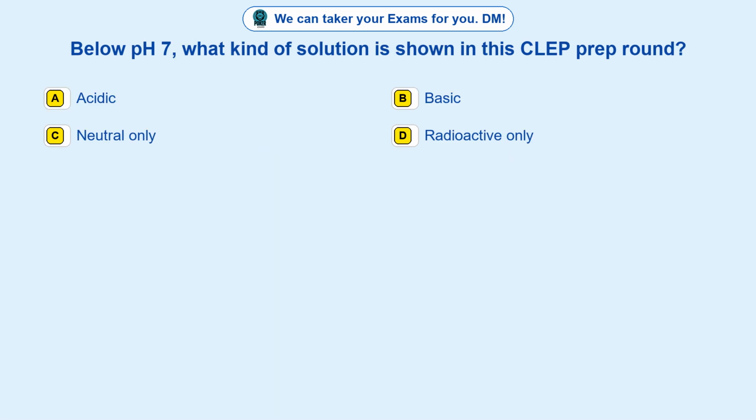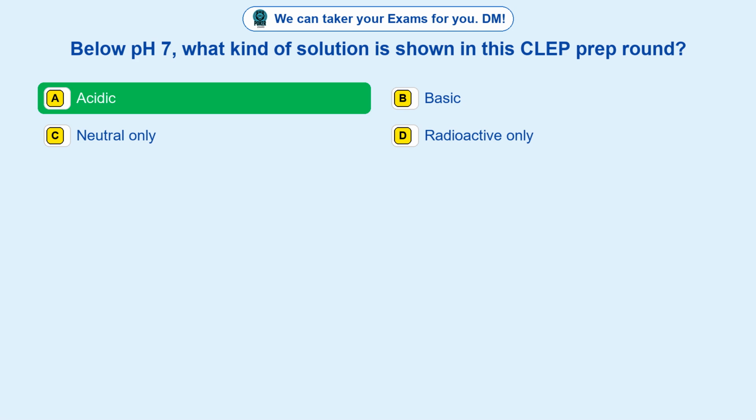Question 35. Below pH 7, what kind of solution is shown in the CLEP prep round? Option A, acidic. Option B, basic. Option C, neutral only. Option D, radioactive only. The correct answer is option A.